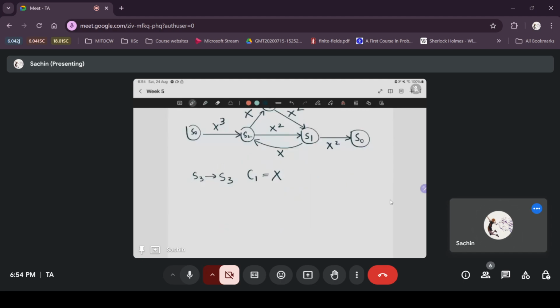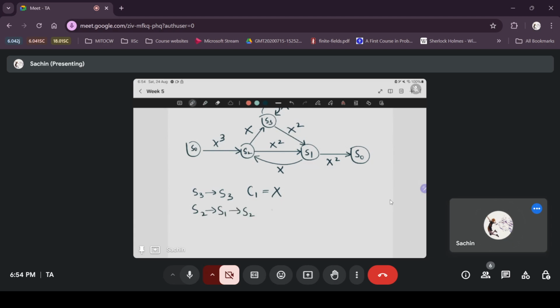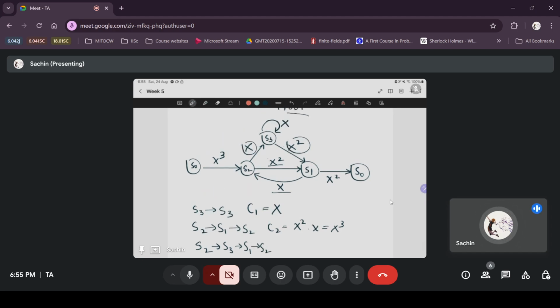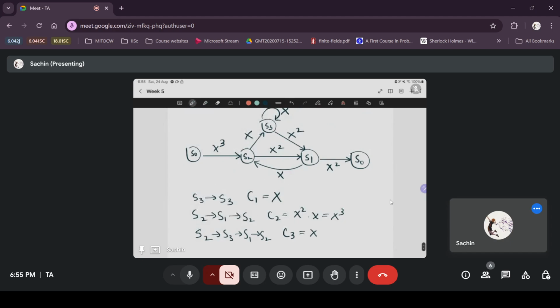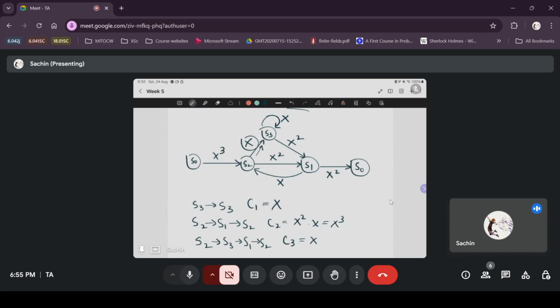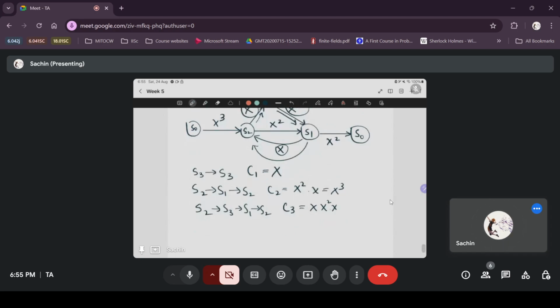The second loop, from S2, you can go to S1 and come back to S2. The weight on that is X square times X, which is X cube. The third loop is from S2, you go to S3, then to S1, then come back to S2. Weight there is X, X square, and X square. So the product of those three will be X power 5. You go here in this path, gain is X. Then here, gain is X square. Then you go here. You can't go this way. That's a one-sided arrow. So here the gain is X. So the total gain will be X into X square into X, which is X power 4.